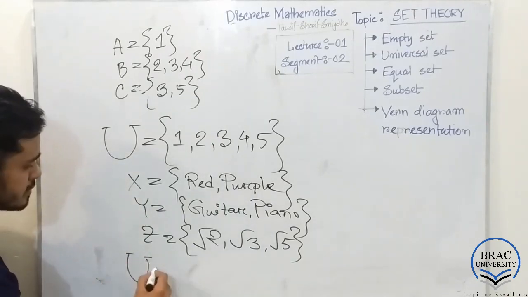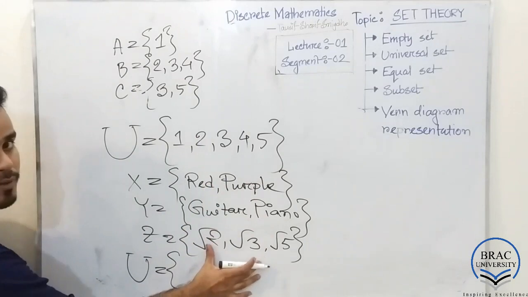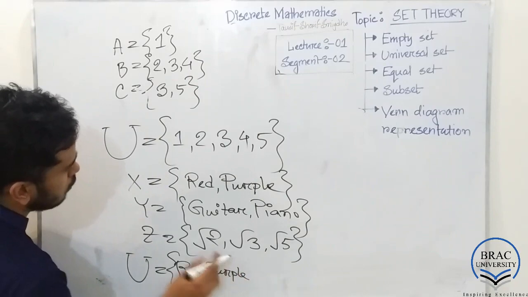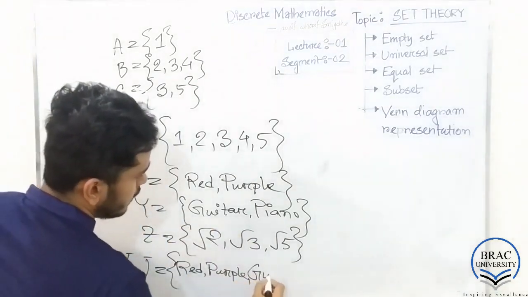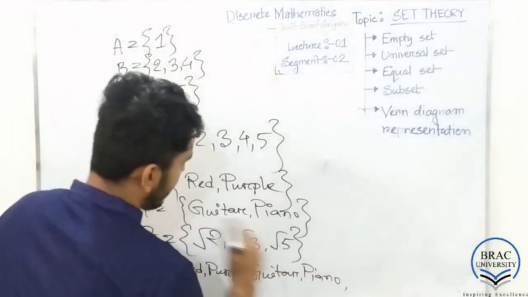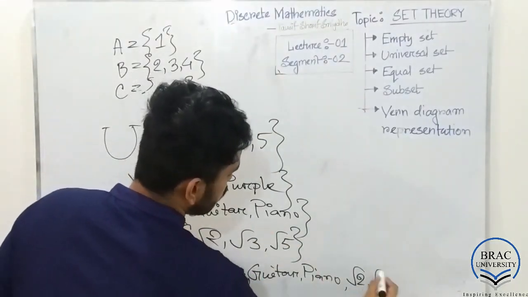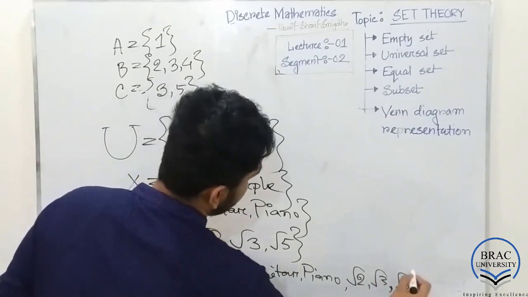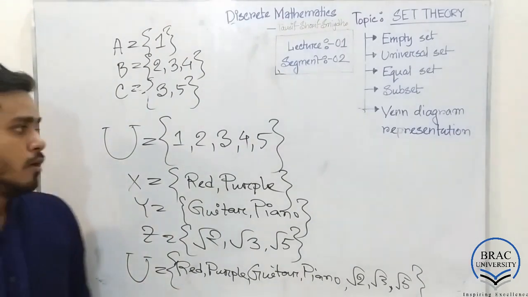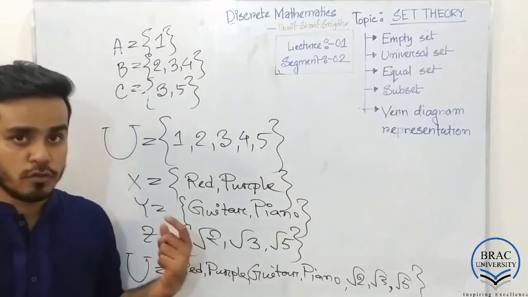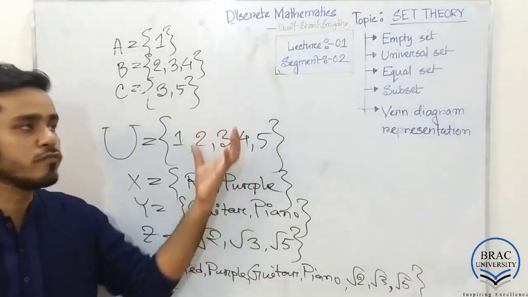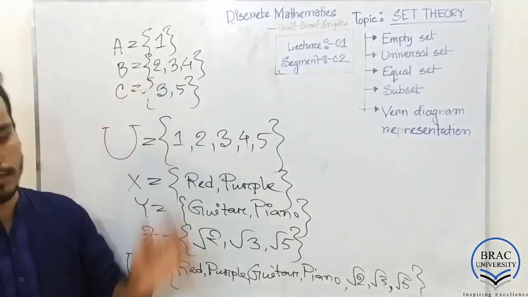Let's see. Universal set U will have all of the elements, right? So there will be red, purple, all of the elements of X. There will be guitar, piano, all of the elements of Y, and there would be root 2, root 3 and root 5, all of the elements of Z in U, right? So what is the definition of universal set? I repeat, a universal set is a set that contains all of the elements of the sets under consideration.